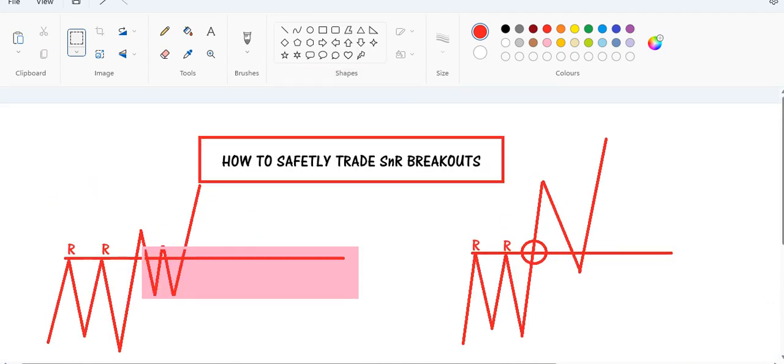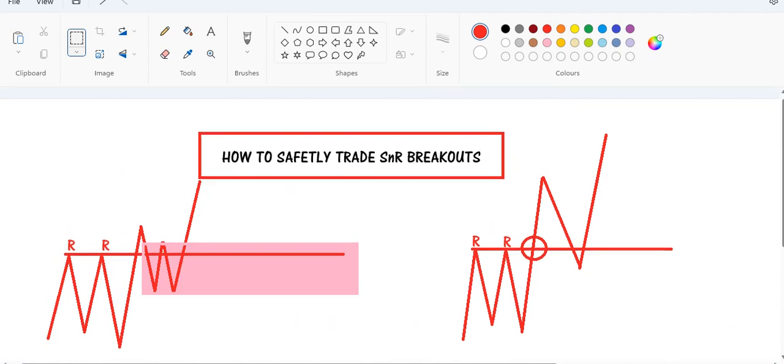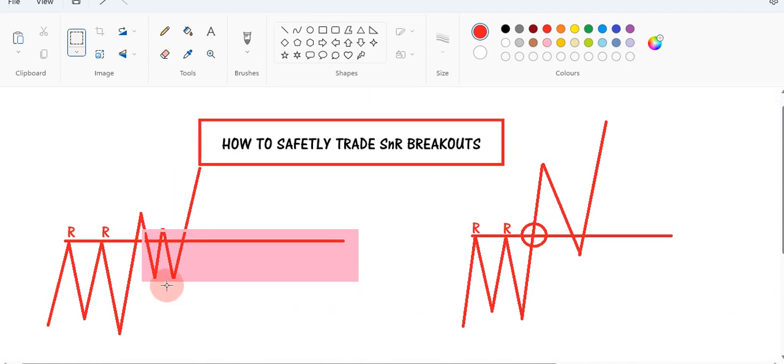Okay, so let's get back here to our examples. On our first example here, we've got these resistance levels, and then we're seeing the market pushing up, breaking out of those resistance levels, right? And then the market comes back down, it ranges, and then it pushes even further.